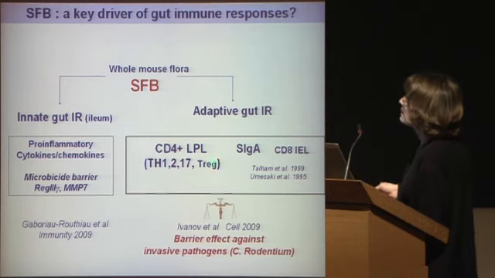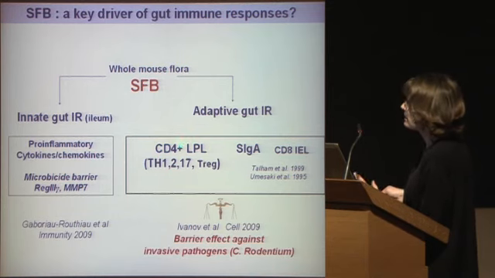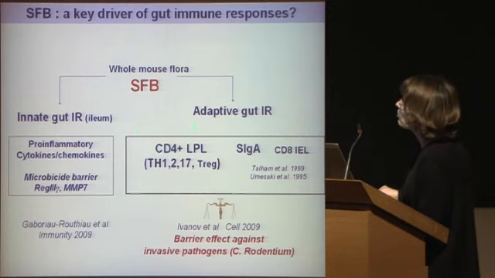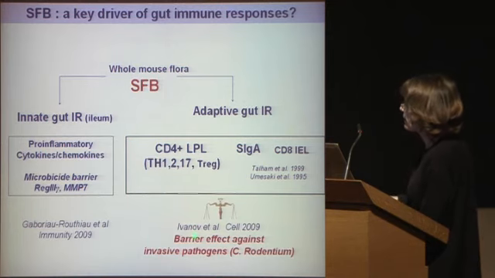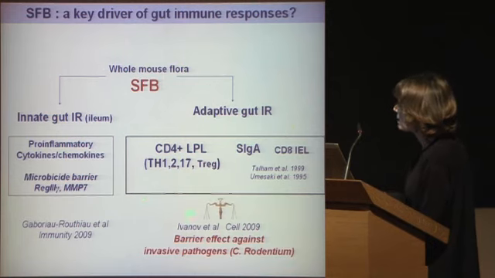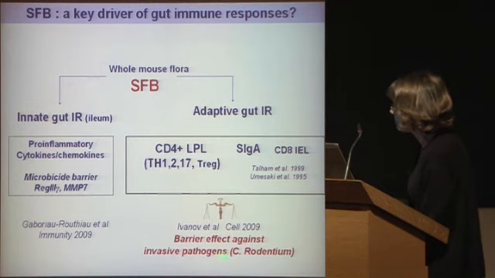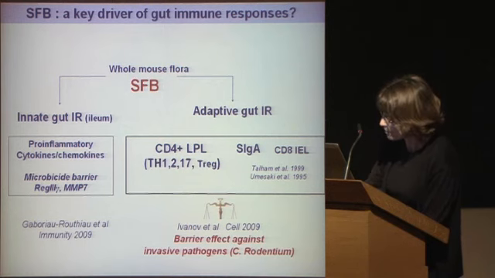So what are the consequences for the host of this induction of the gut immune response? At least it doesn't cause any pathology, because the intestine of the host is totally healthy. However, what SFB does is, in fact, help the host build a barrier effect, and this has been nicely shown by the work of Ivanov and Dan Littman, published at the same time. They showed that SFB was able to confer a barrier effect against invasive pathogens, like the one we heard about this morning, Citrobacter rodentium.